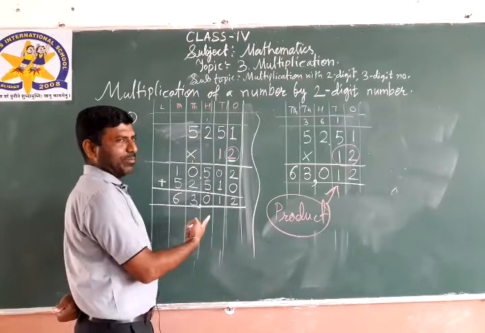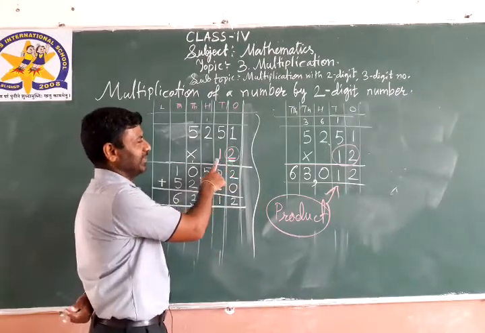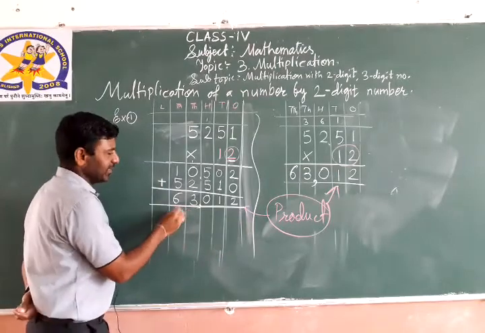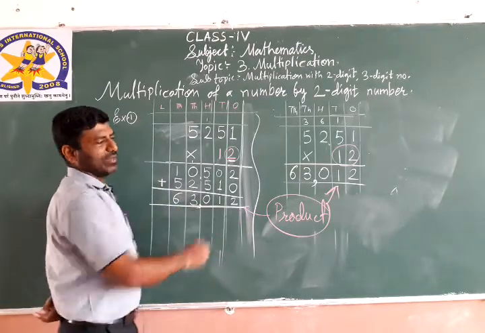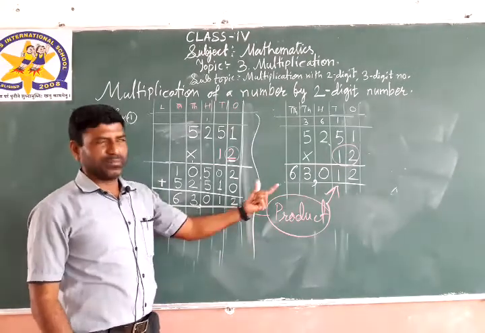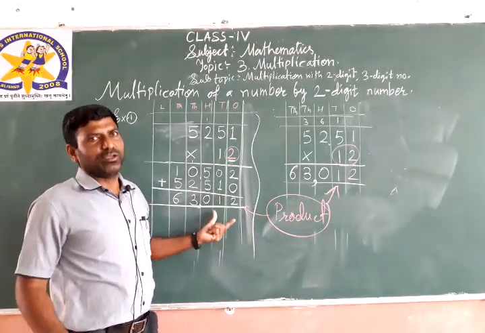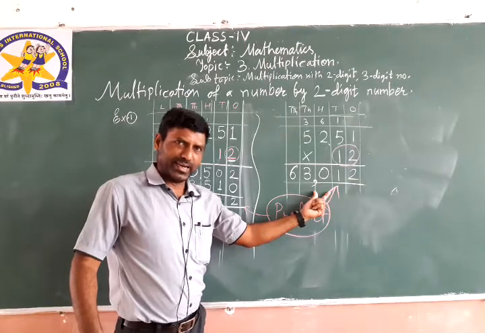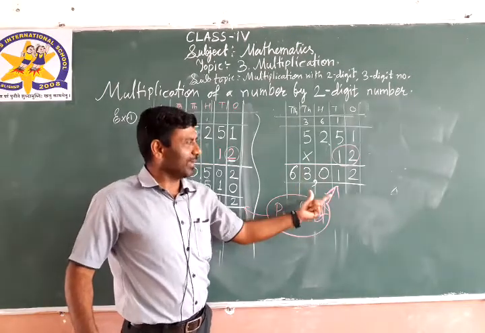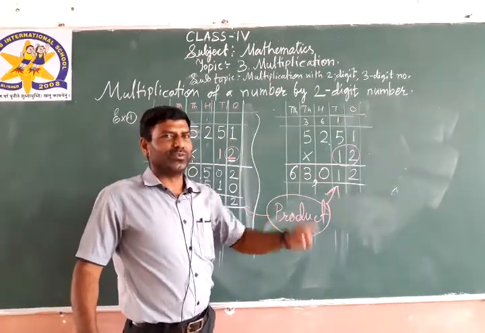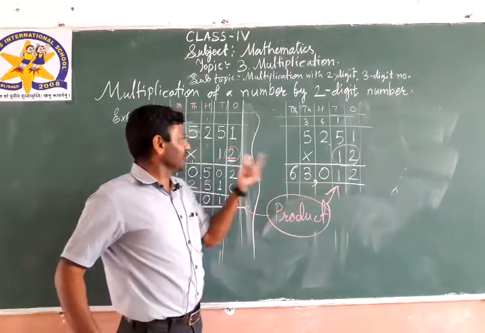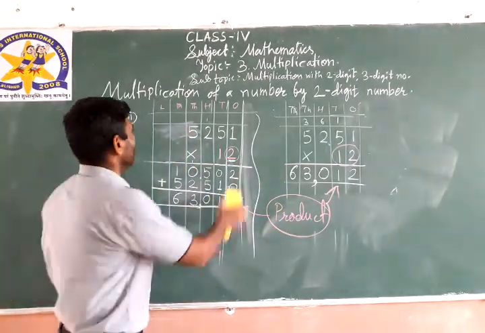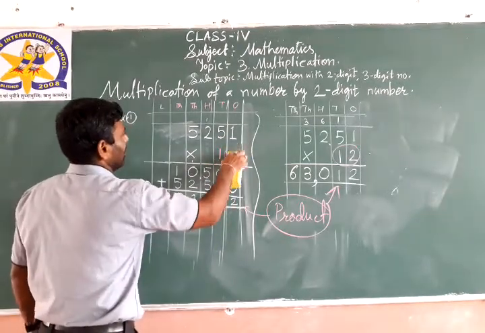And if you multiply by one digit, ones place, then tens place, then also the product is 63,012. Same. But here see the time. If you learn the tables, then your time reduces. So it is very important you should learn tables. This is with a 2-digit number. Understand? Now let us see with a 3-digit number.